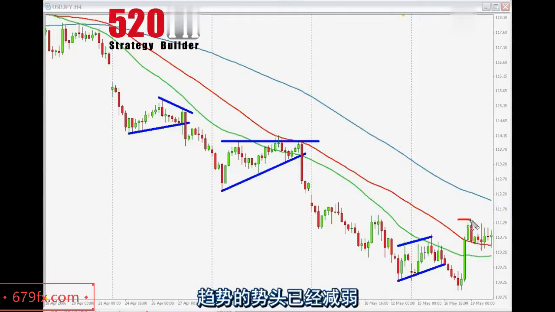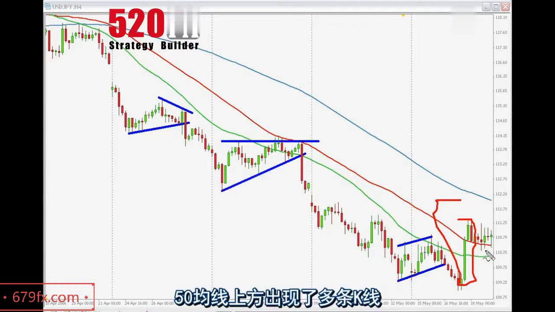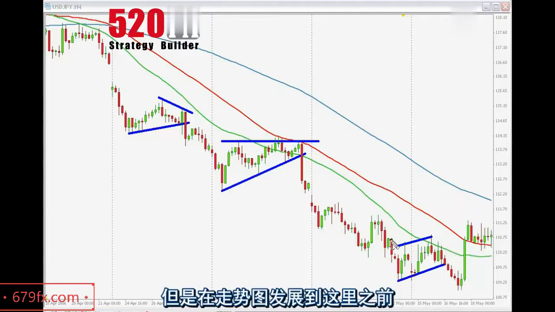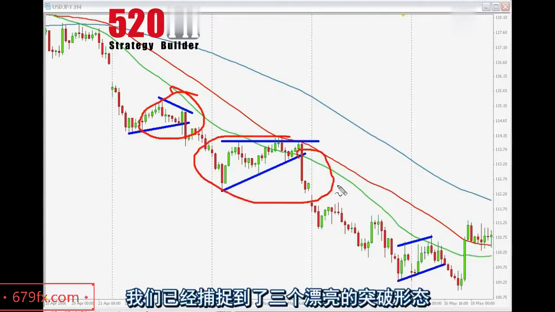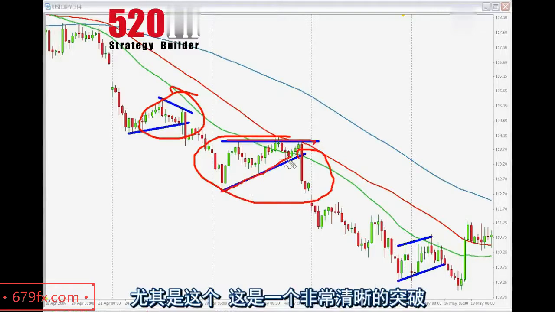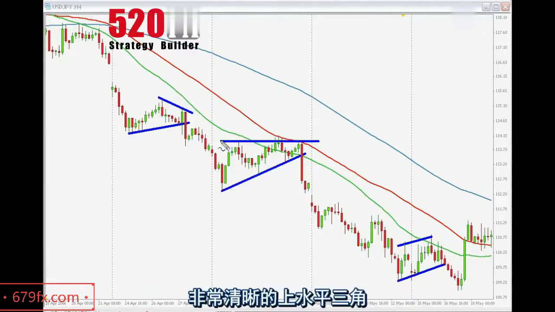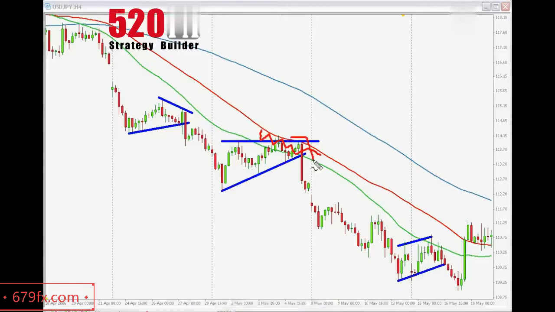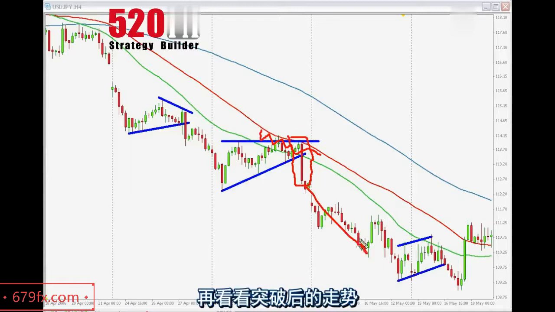I already see the breakout of the 50 in momentum. I see many closes above the 50. I am not interested in this part of the chart anymore. But before having reached that point, we had 3 nice breakouts, especially this one. This one was very clear, a very clear flat top triangle. Nice breakout in momentum, guys. Try to read price action: a bounce off the area of dynamic resistance, a nice momentum breakout, and sure enough, look what happened.